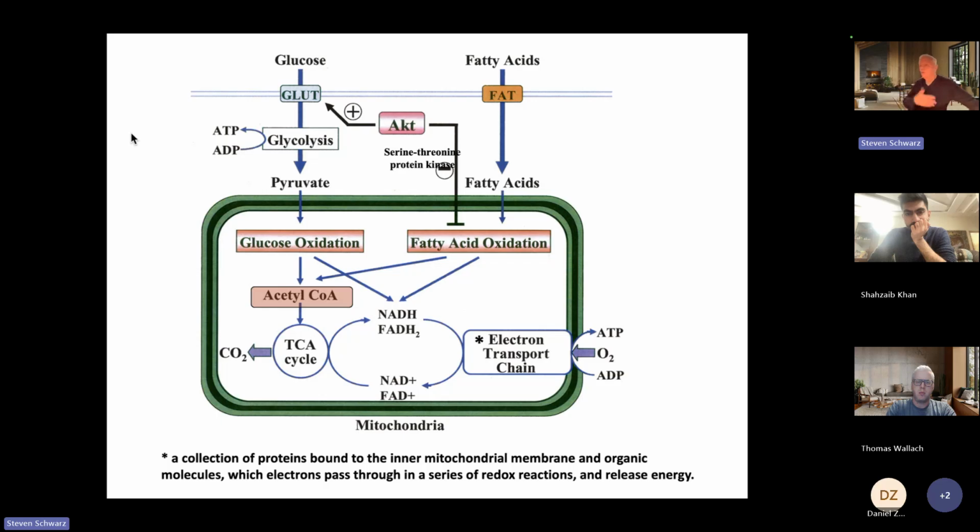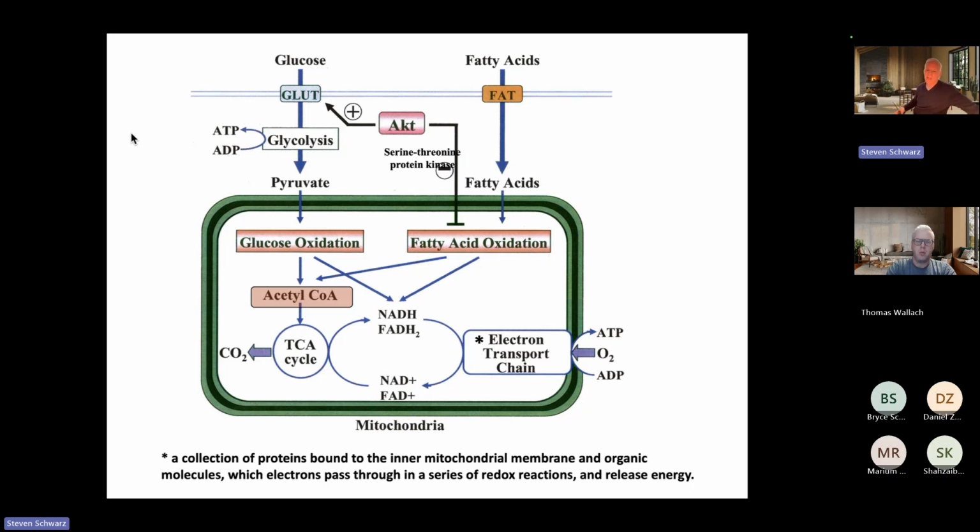In the end, we're interested in producing ATP because that is the source of energy derived, certainly in large part, from lipid metabolism. What is the electron transport chain? It's a collection of proteins bound to the inner mitochondrial membrane, and electrons pass through a series of oxidative and reductive reactions called redox, and release energy.